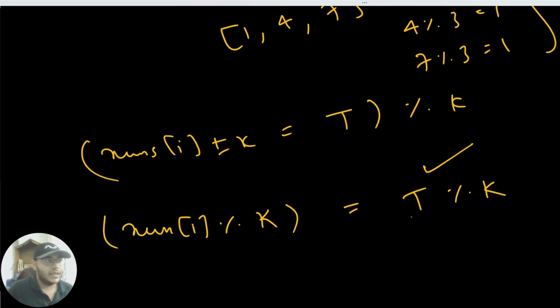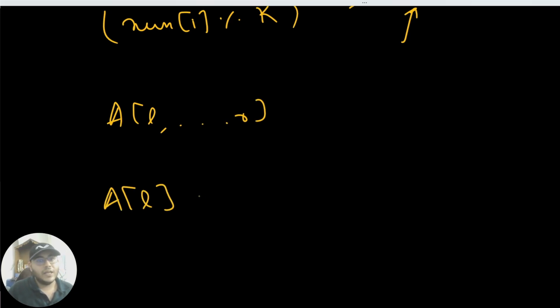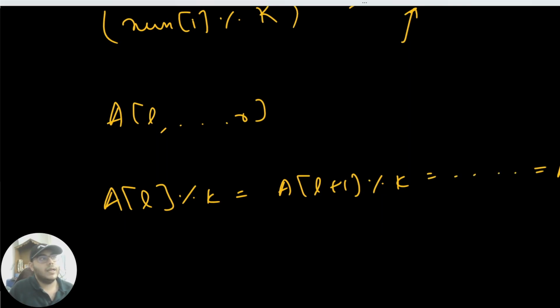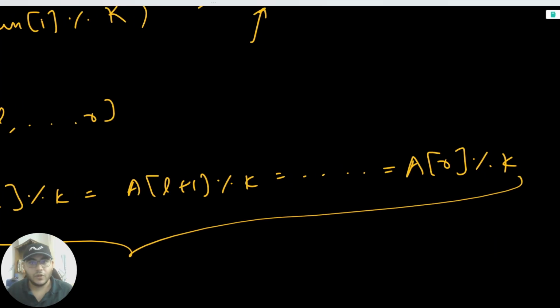And basically this target element is what we have to make everything equal to. This means whatever elements L up to R we are given, all should have the same remainder when taken modulus with k. So a of L mod k should be equal to this, keep on going up to a of r mod k. The remainder when divided by k should be equal for all of them. Okay, it should be equal for all of them.